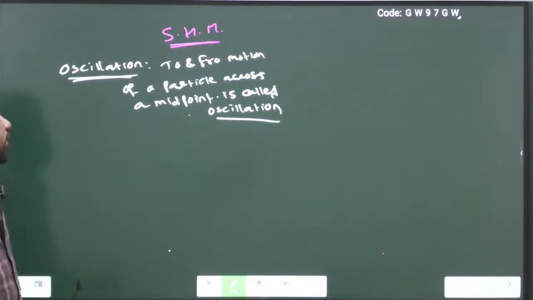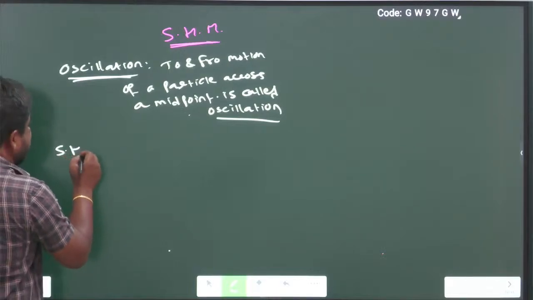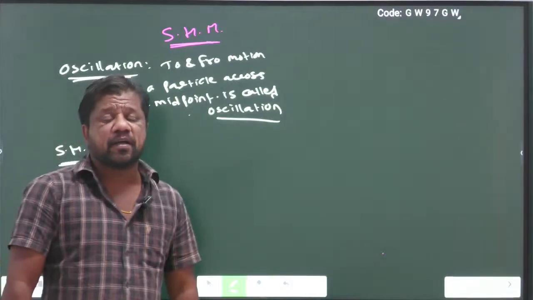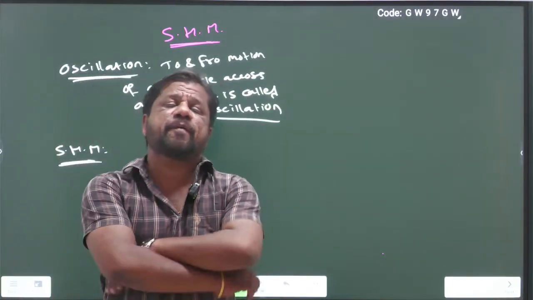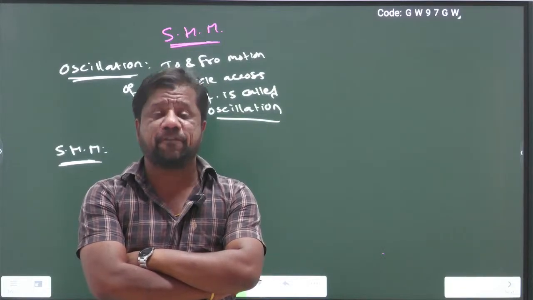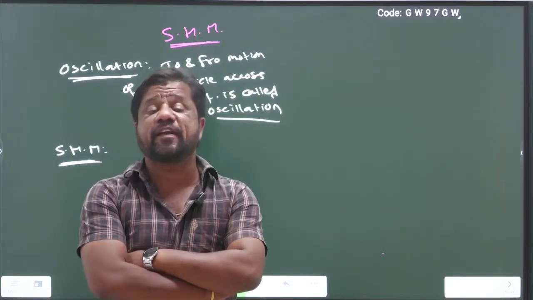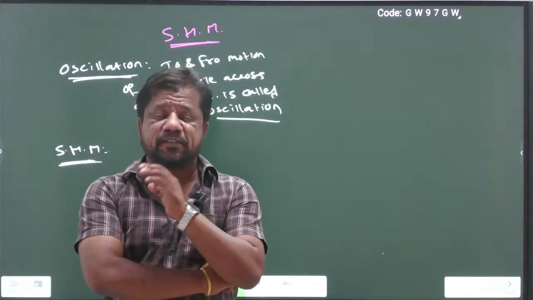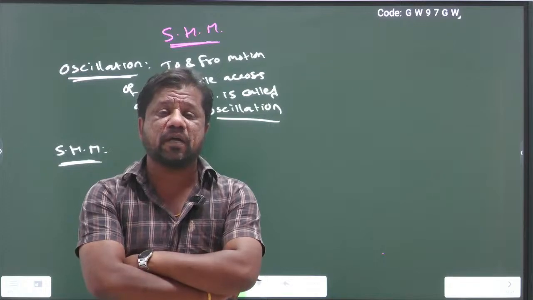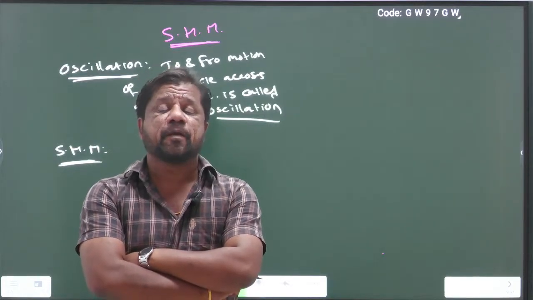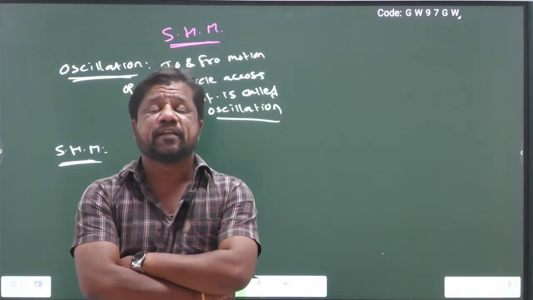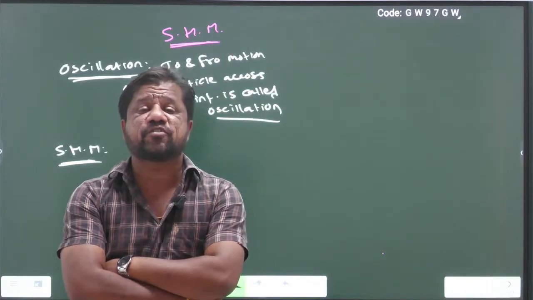Oscillation means back and forth. Then what is simple harmonic motion? SHM, simple harmonic motion, means to and fro motion of a particle across a midpoint in regular intervals of time. So there is a lot of difference between oscillation and simple harmonic motion. Oscillation has no rule to follow regular intervals of time, but simple harmonic motion needs to follow a certain time period, which is called regular intervals of time.